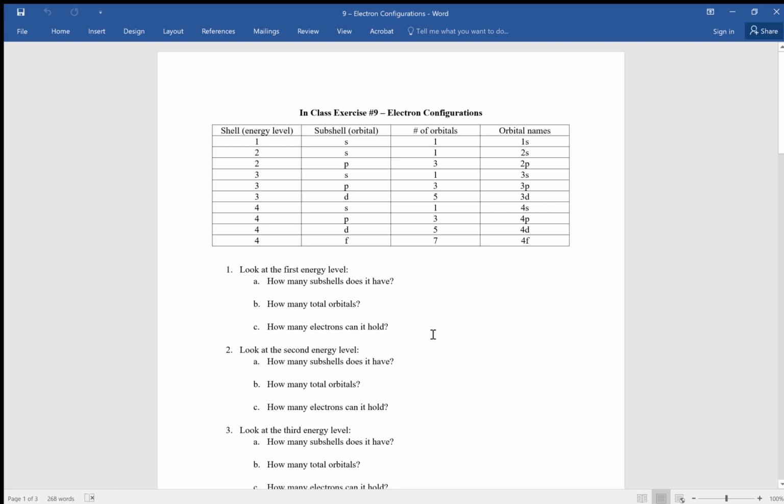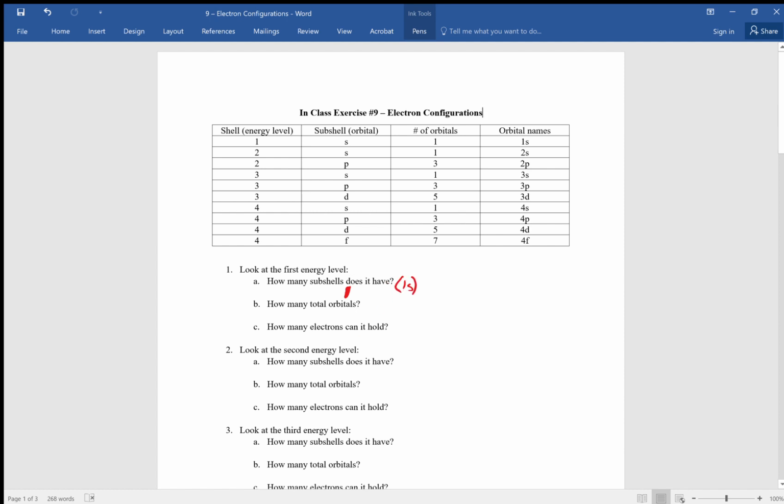Let's go over our practice on electron configurations now. So we can see our table up above, and this kind of summarizes what we spent the last little while talking about. So let's look at the first energy level. How many subshells does it have? The subshells are another name for the various orbitals, the s, p, d, and f. And we know that at the first energy level, there can only be one type of subshell, the 1s.